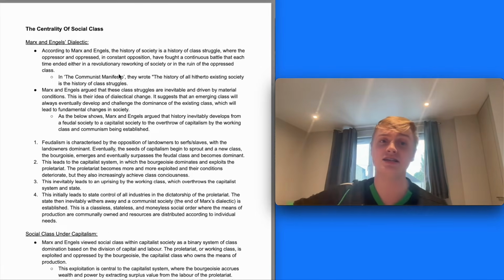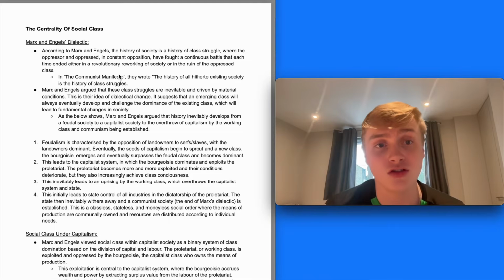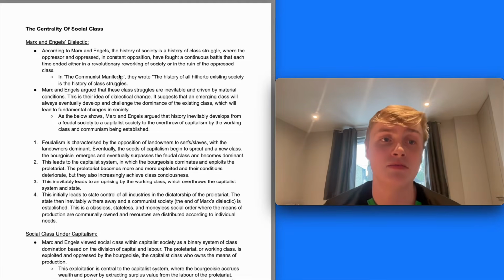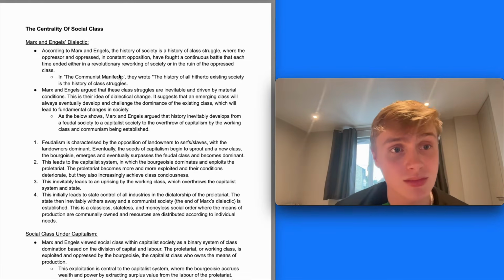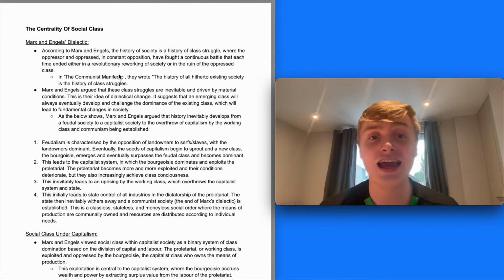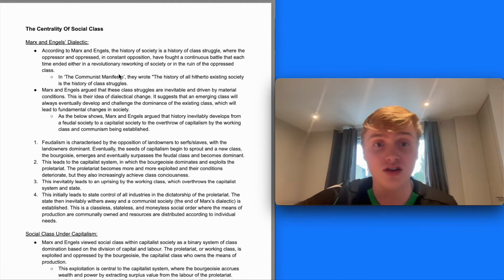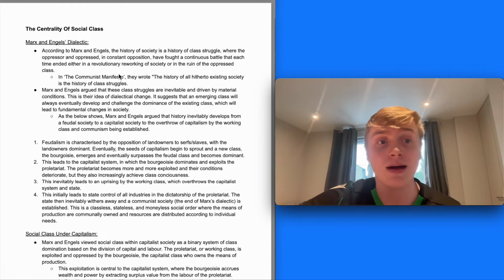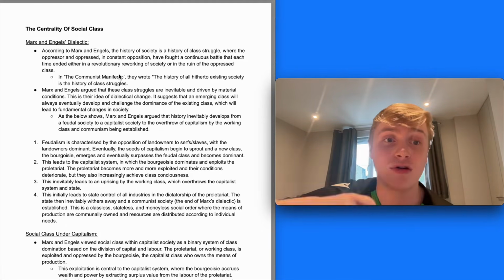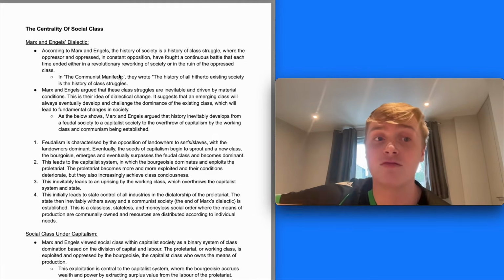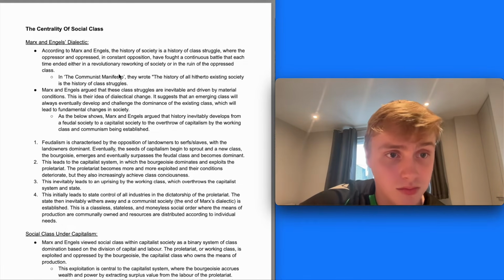So, in terms of their key ideas, the first is the centrality of social class, and really important to this is Marx and Engels' dialectic. And to them, the history of society is a history of class struggle, where the oppressor and the oppressed, in a constant opposition, have fought a continuous battle that each time ended either in revolutionary reworking society or in the ruin of the oppressed class.